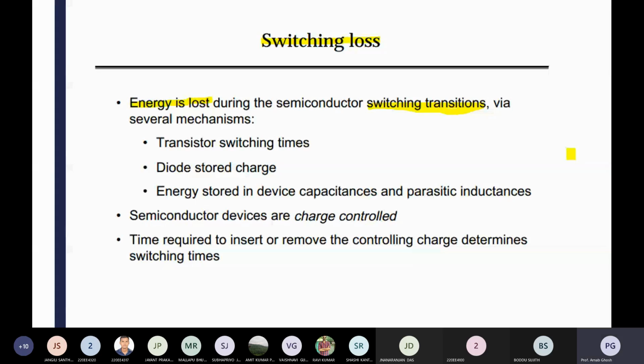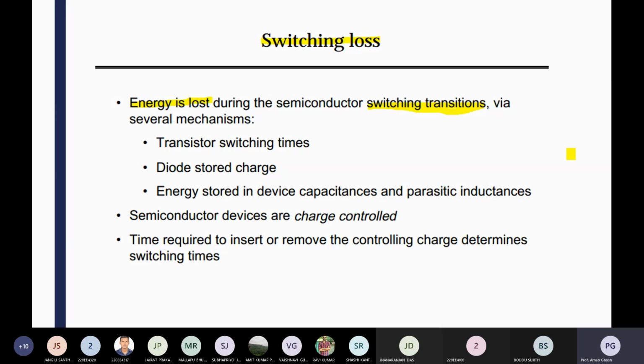The same thing also happens for the off condition: it takes some time to climb down. You will find it is not exactly a sharp climb down. It gradually climbs up, then gradually climbs down, so in between there will be some area, and that has to be calculated. That's why it is written as switching transitions, in the time of switching transitions, meaning off to on or on to off. Several mechanisms are also there: transistor switching times, diode stored energy.